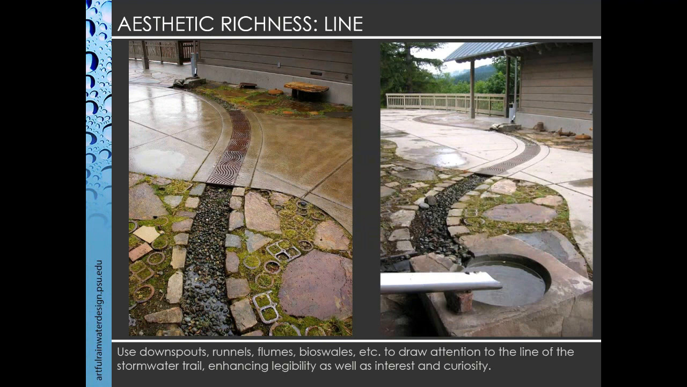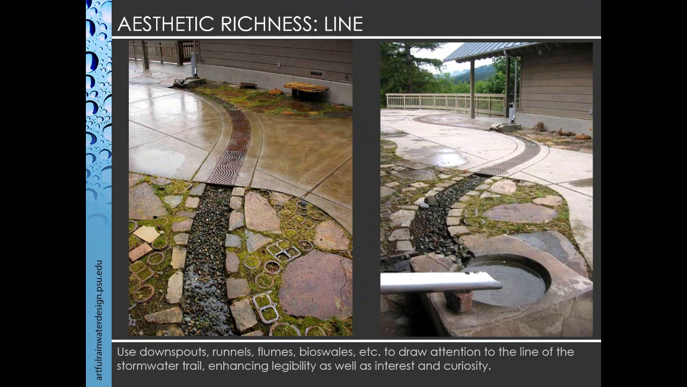And one of the things they've done here, this is their main courtyard for their educational center, is design their downspouts and their runnels to run straight across the courtyard in this beautiful, sensuous curve. And there's no way when you're walking through this courtyard, whether it's raining or not raining, that you can miss this. It's incredibly obvious. And so it draws attention with just this beautiful line in the landscape.